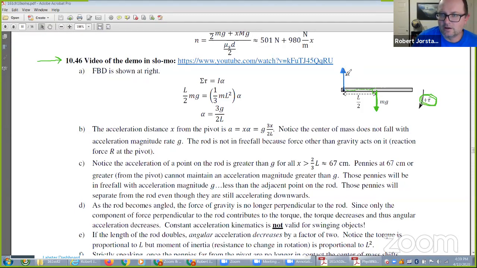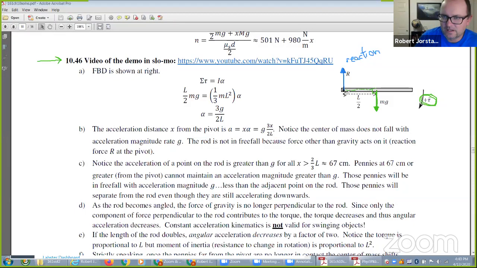Okay. R is called the reaction force. This is something we're going to study at length in chapter 12. So for now, it suffices to say that there is a force acting at the pivot, and we're going to call that force a reaction force. The pivot is reacting to all the other forces that are acting on the rod. It's not quite the same thing as Newton's third law, but it's similar. So let's leave it at that.